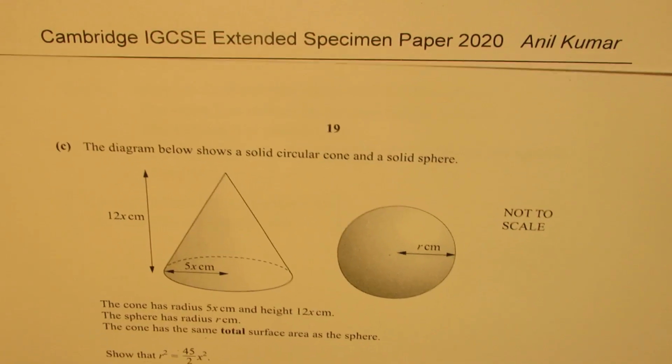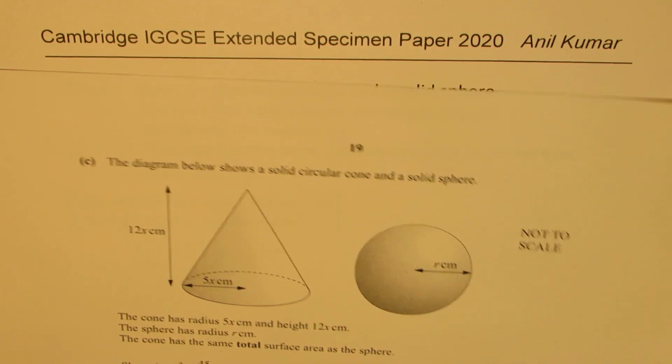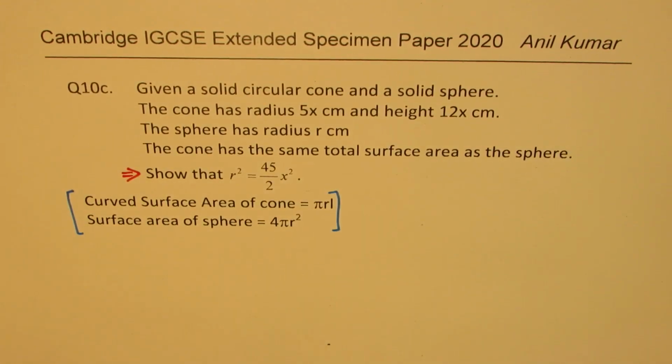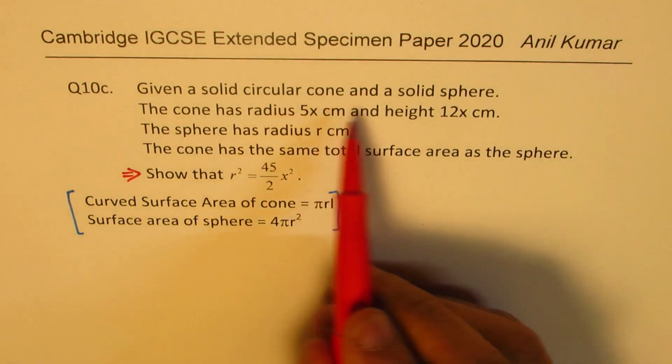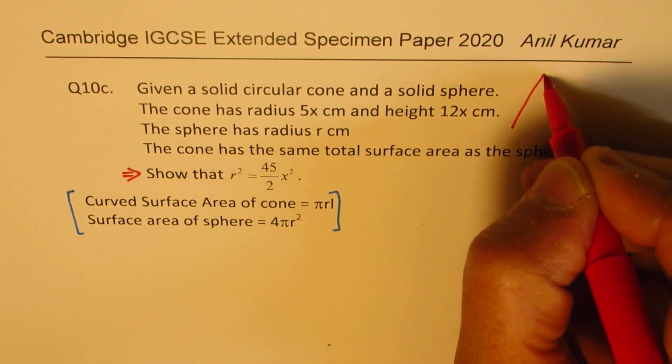Correct. So now we'll do 10C, which is relating the cone and the sphere. So the question here is, given a solid circular cone and a solid sphere. So we are given a solid circular cone. I'll just sketch it here.